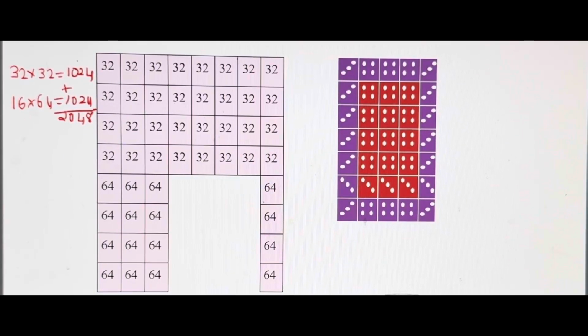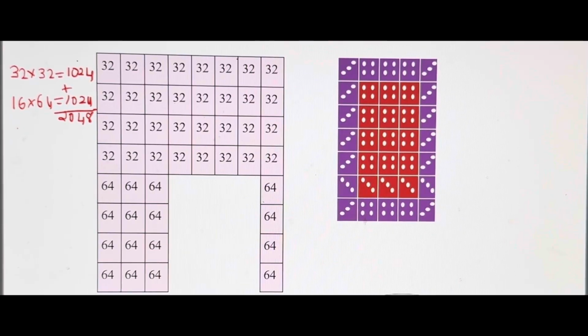For the second one, you can just think 64 is what, 32 twos. If you shift that 2 over here, 16 twos are 32, so this also becomes 32. That's why the answer is the same, 1024. Right? So this is the way you can understand and find the sum in a different way. Like what we are doing here, we are halving this.